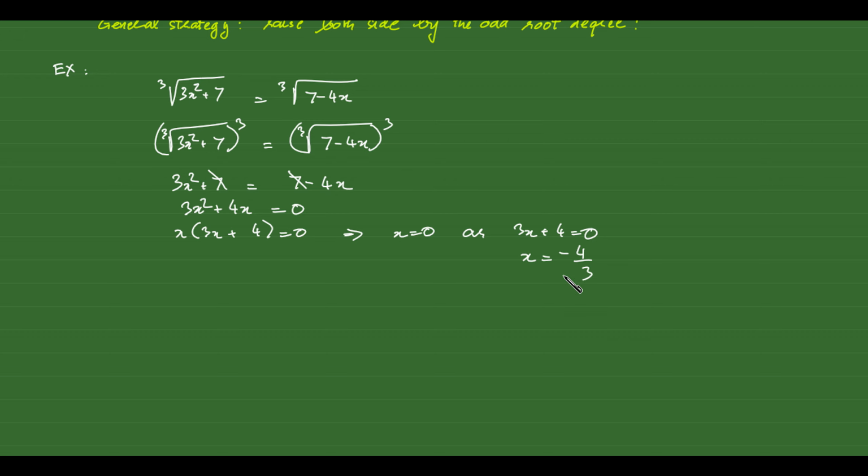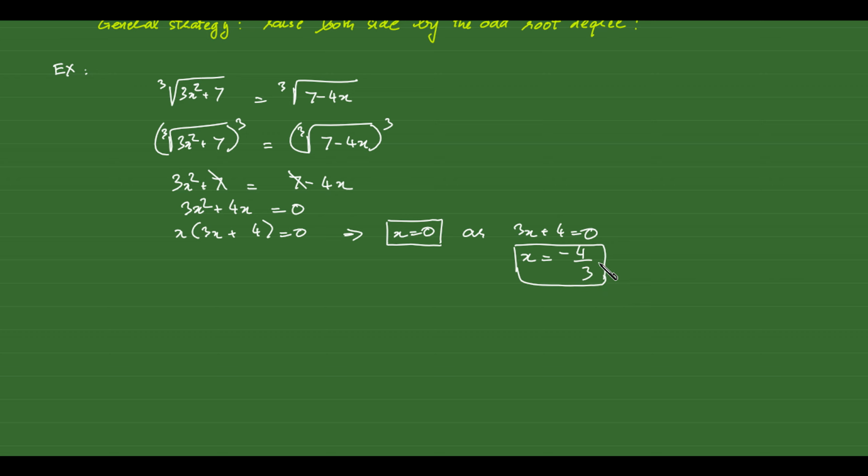Okay. And we have to go check again. Negative 4 over 3 squared will be 16 over 9, so it's going to be 16 over 3 plus 7. And over here it will be 16 over 3 plus 7. Yes, so this is the correct answer, and also 0 is a correct answer. So both of them are the answer.